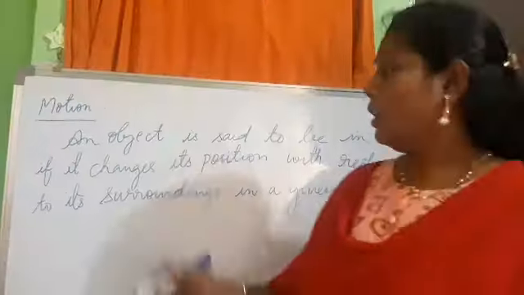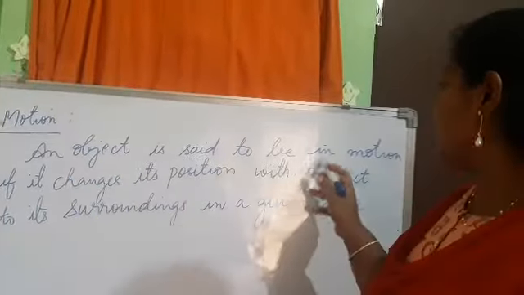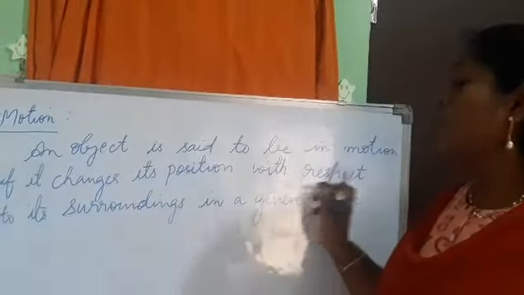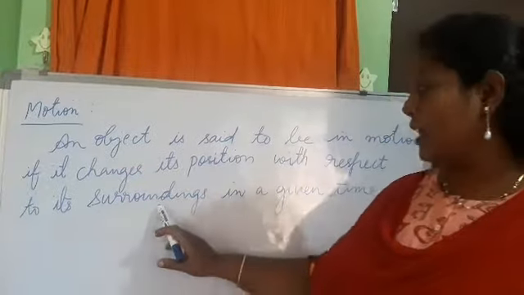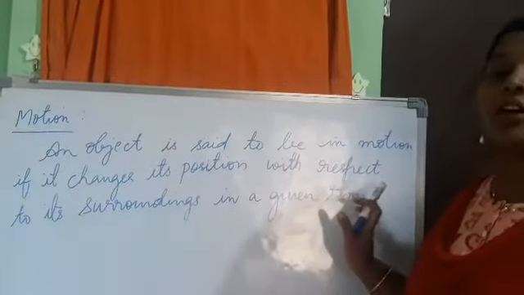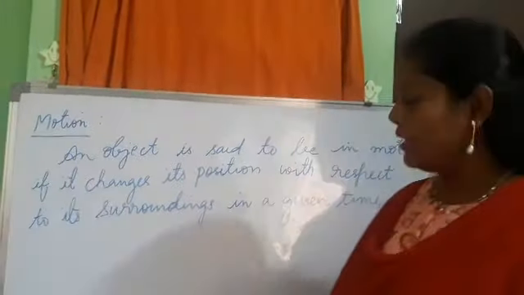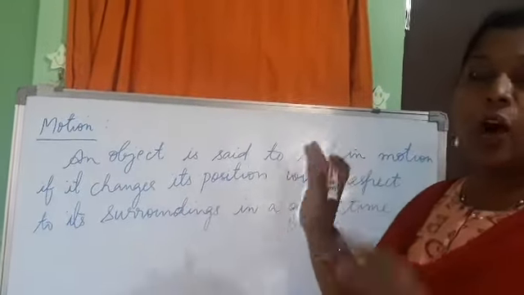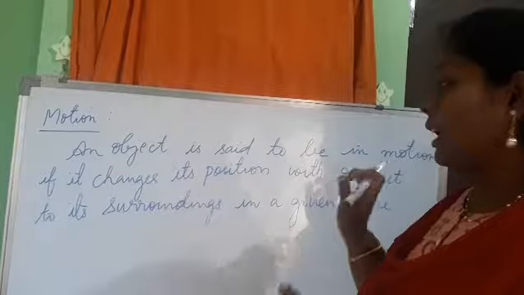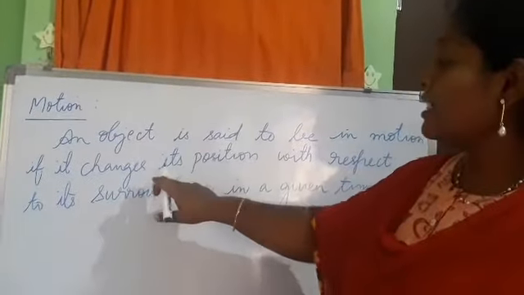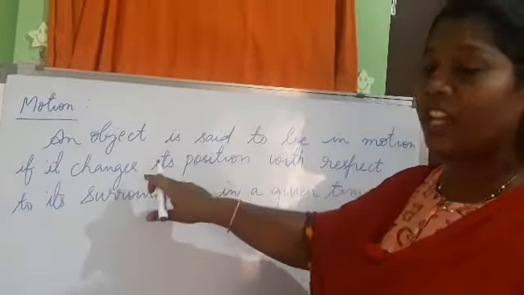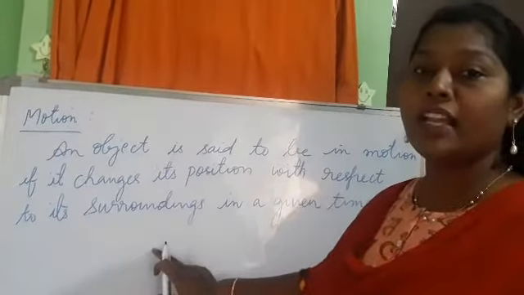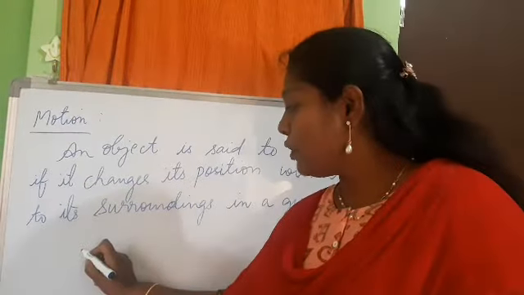Okay, children? An object is said to be in motion if it changes its position with respect to its surroundings in a given interval of time. So children, see, an object is said to be in motion when it is having or showing any changes to its position with respect to the surrounding.